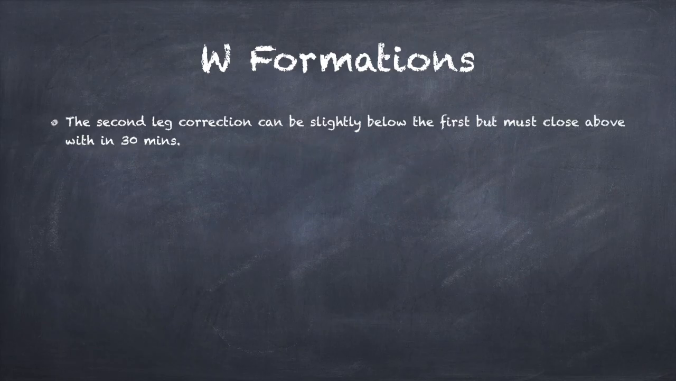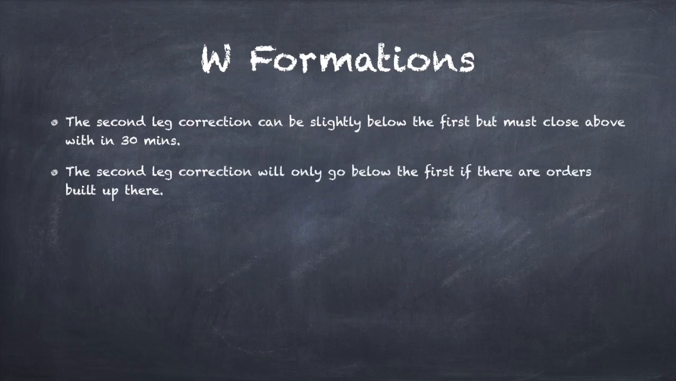So the second leg correction can be slightly below the first, but it's same thing. It must close back within 30 minutes, right? So this leg, the second leg here, can go down further. That's perfectly fine, but it's got 30 minutes to come back up and close. If it doesn't do that, we're not going long. We're going shorter. Basically going to continue to drop. Okay, is what we're going to do. All right.